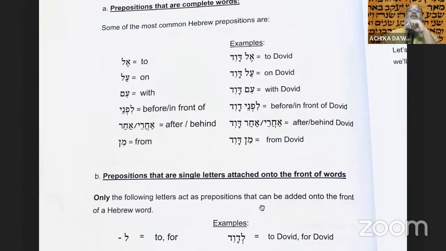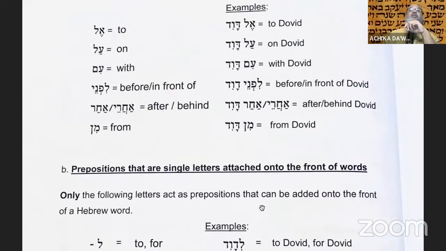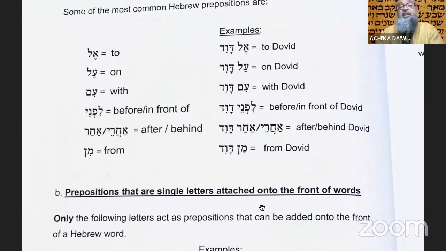All right. So our examples there are El David, and they have David, of course, as their European understanding. El David means to David. Al is on David. Im is with David, very simple. Lifnei means before and in front. Acharei and achar David mean after and behind David, and min David means from David. So when you see these words, you'll already know. And you might say, well, how am I going to always remember them?